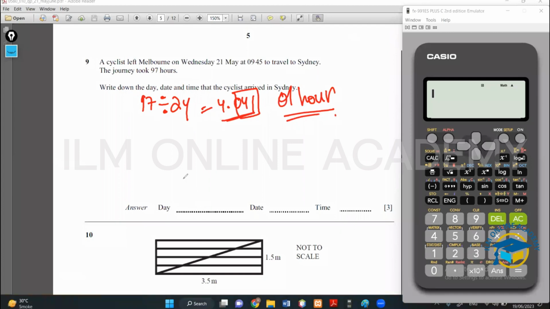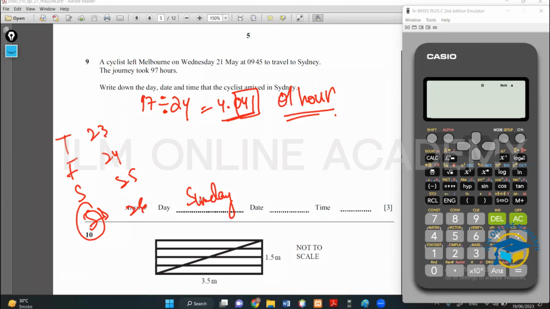Now coming to the day, it means 4 days. He left on Wednesday, so it means Thursday, Friday, Saturday, and Sunday. The fourth day is Sunday. It means he reached there on Sunday. And the date on Sunday would be, he left on 21, so 22, 23, 24, 25, and 26th May.